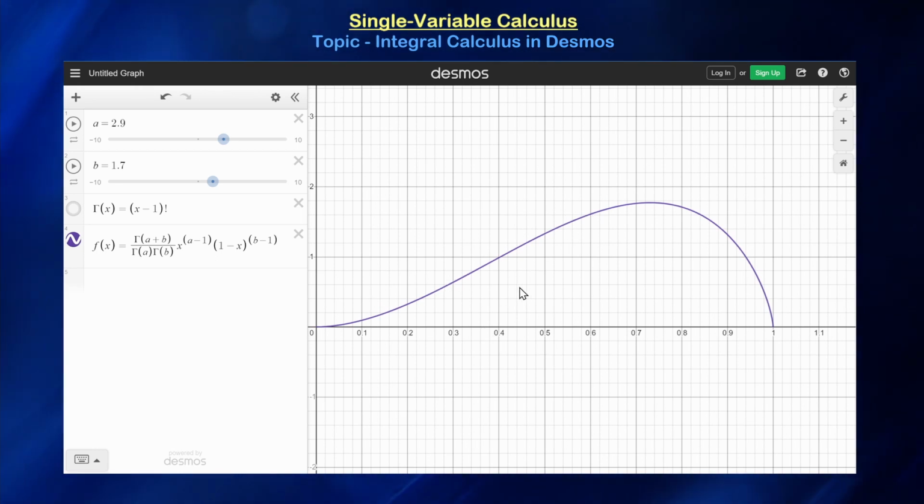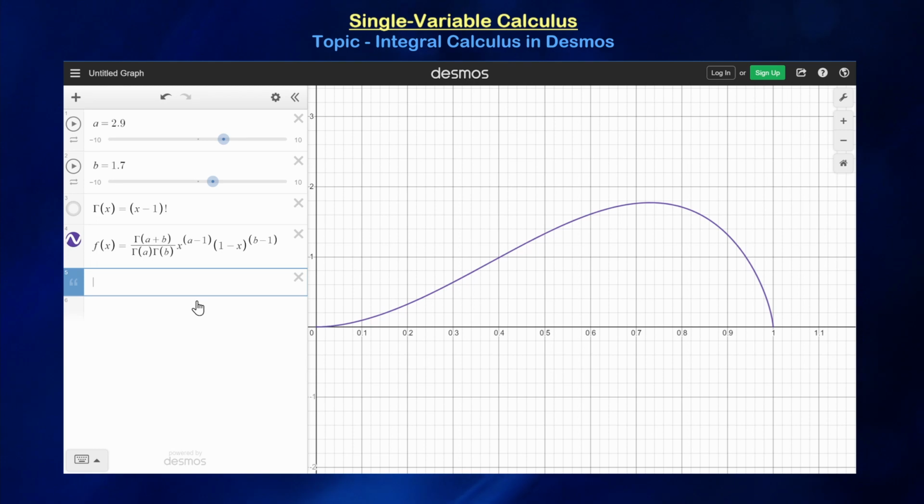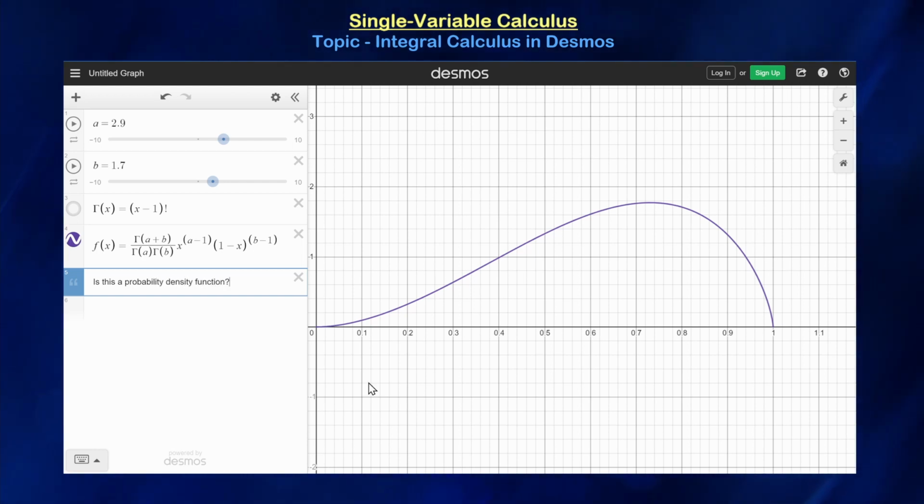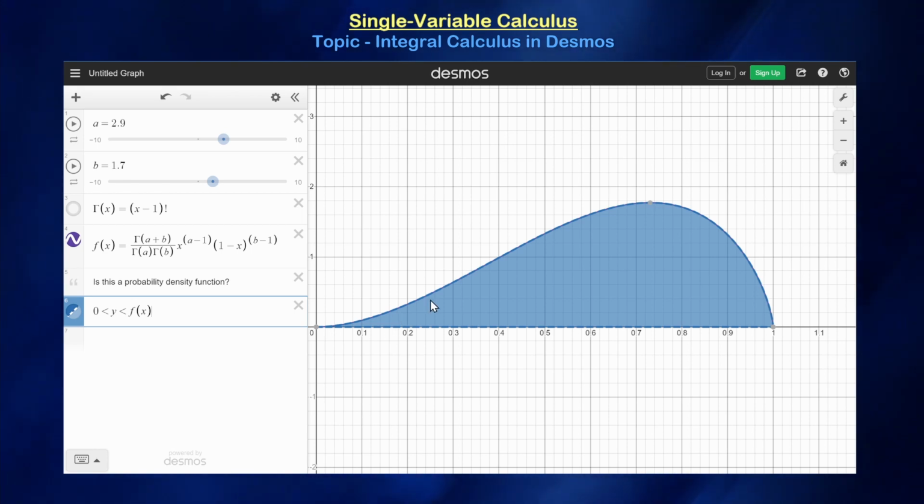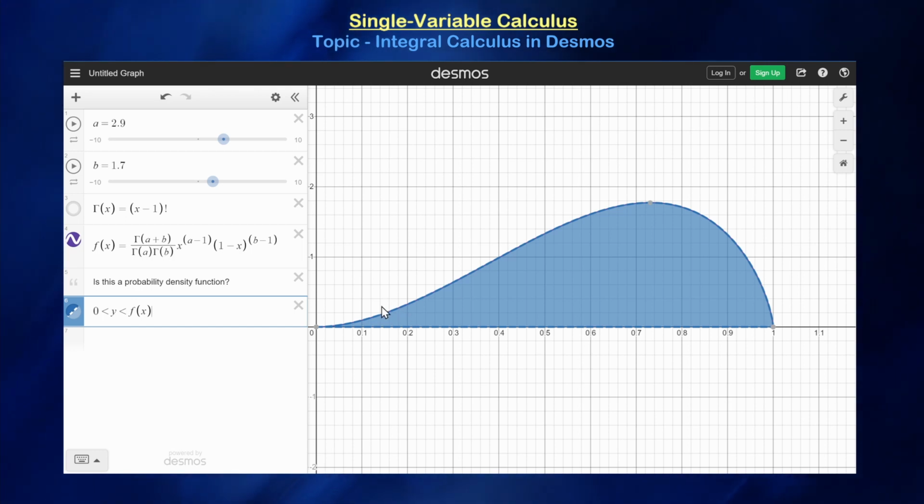So notice that most of our distribution is definitely to the right of 0.5, so this is definitely a skewed left function, right? So the first question that you may ask is, and you can put quotes in Desmos by just doing a double quote here, and then it'll switch to quote form. So one could ask, is this a probability density function? The answer is yes, if and only if the area under this curve from 0 to 1, so 0 less than y less than f of x, the area of this blue shaded region, is equal to 1. This is a probability density function because obviously it's above the x-axis, so that property is satisfied.